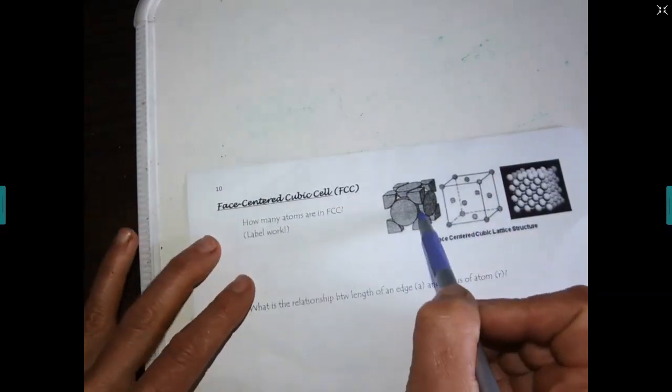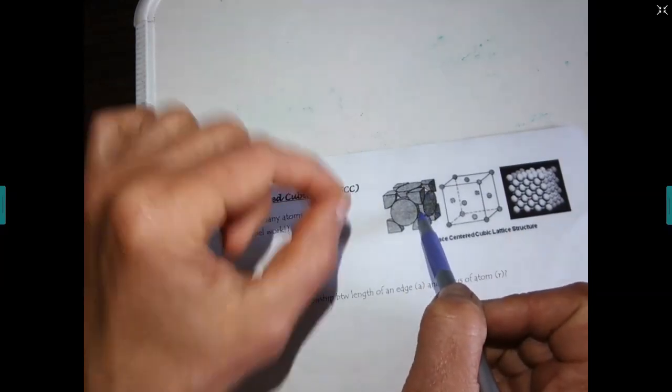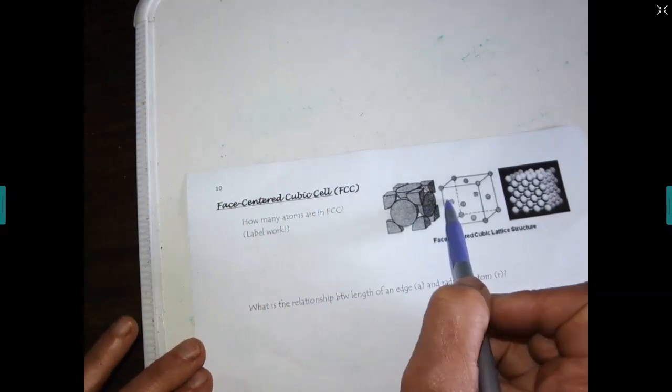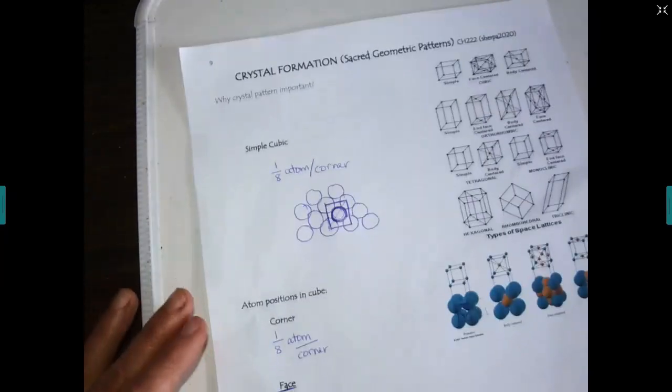There'd be 1/8, that atom is a whole atom, but it's in 8 different cubes. So this face position, if we cut it, half of the atom is in this cube that we're talking about, and half of it's in the cube next to it. All right.